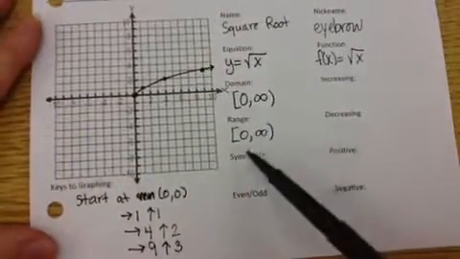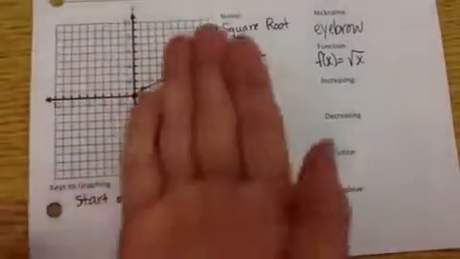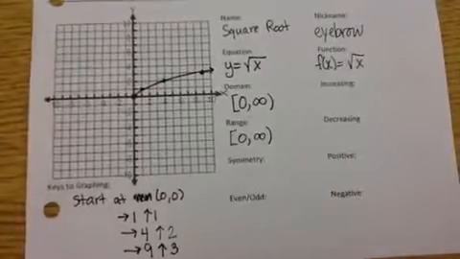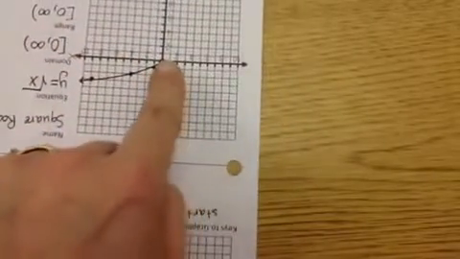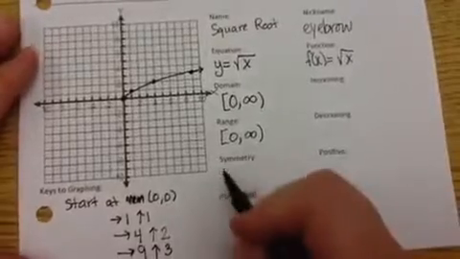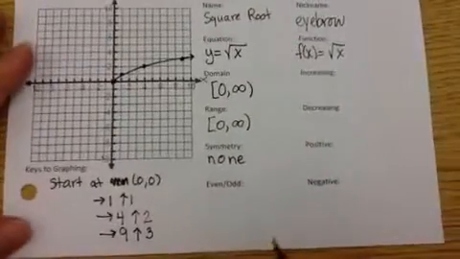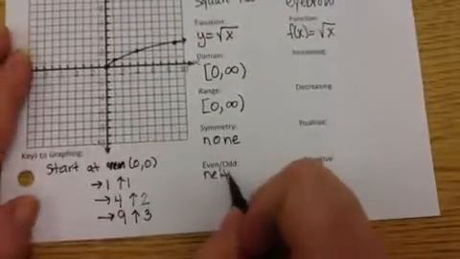Now let's check for symmetry. The types of symmetry we had were y-axis symmetry, where I would fold the graph over the y-axis. This graph does not have that. The other was origin symmetry, where if I rotate 180 degrees, the graph looks identical, but that doesn't work either. So our graph is going to have no symmetry. And since it has no symmetry, it is not even or odd, so it is neither.